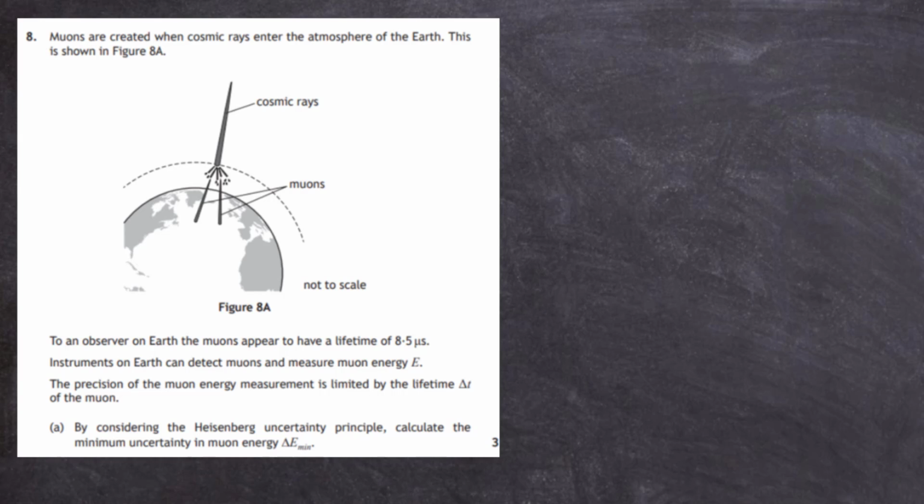Question 8 from the 2019 Advanced Higher Physics SQA exam. Muons are created when cosmic rays enter the atmosphere of the Earth. This is shown in figure A, shown there. It's not drawn to scale. Now, to an observer on the Earth, the muons appear to have a lifetime of 8.5 microseconds.